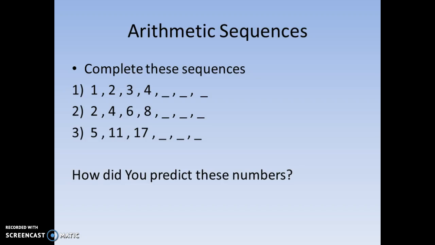Hello. So here we go. Let's start our lesson for arithmetic sequences. Let's start with these first basic ones. Let's see if we can figure out how we find these next terms.